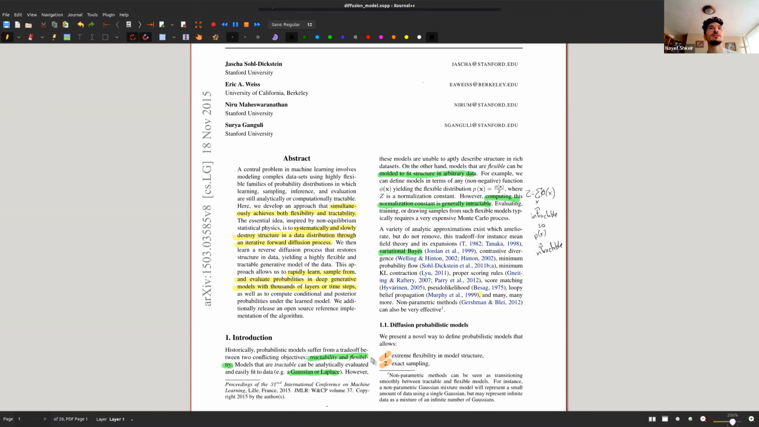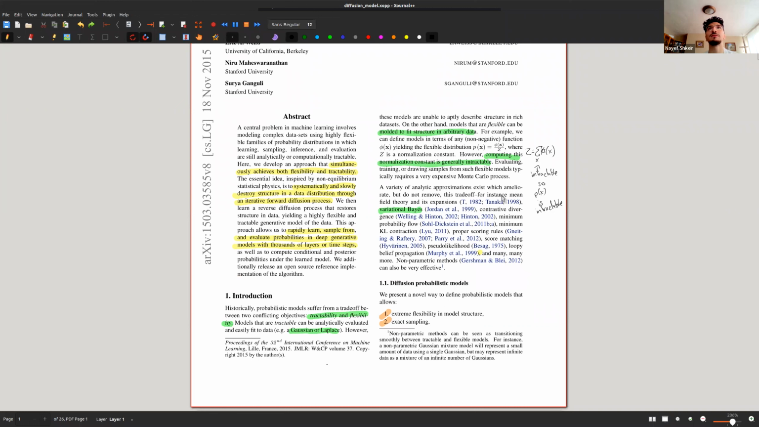This paper tries to address both of them, and I think they pretty much do, and they do it pretty nicely. They also say, for example, we can define models in terms of any non-negative function phi, yielding a flexible distribution where you have a normalization, and this normalization is the sum over x of phi of x, which is intractable. So the distribution over X is also going to be intractable. But they show that using this diffusion model, this is actually pretty easy to do.